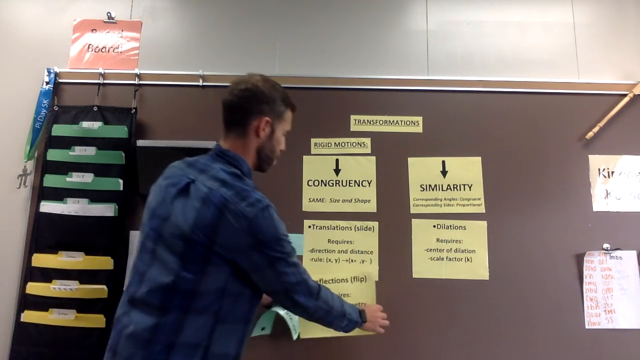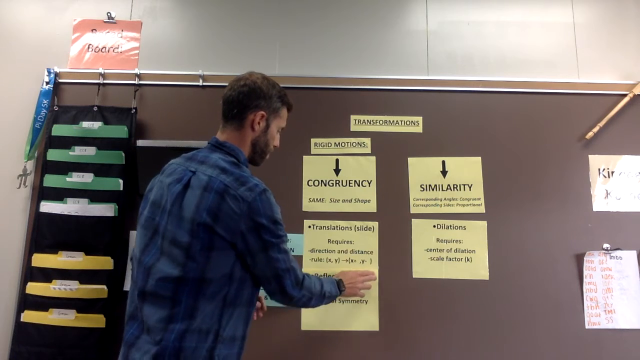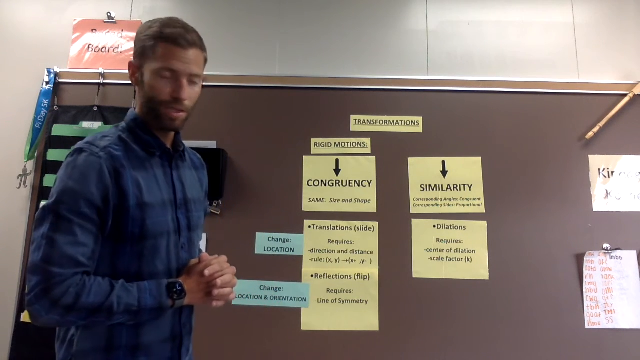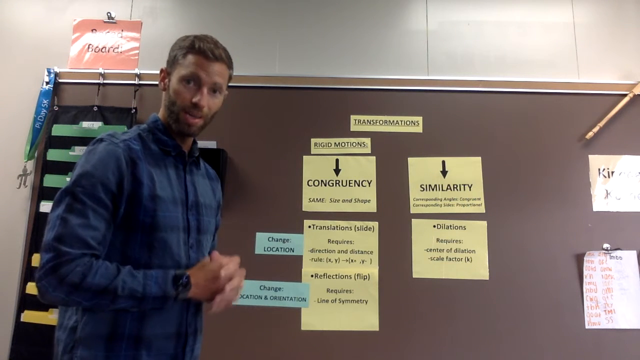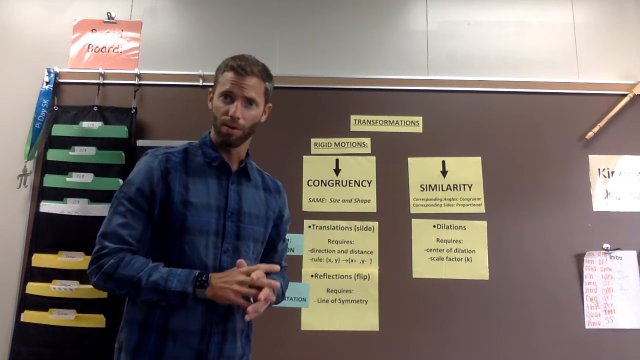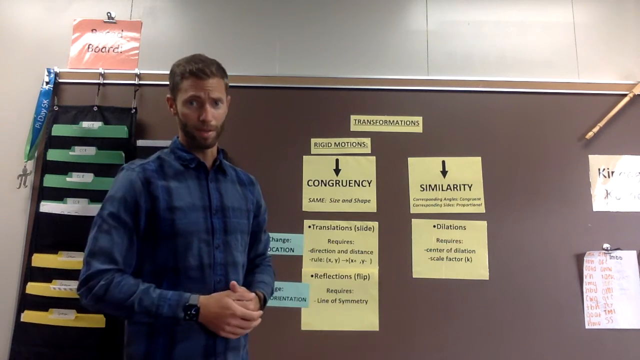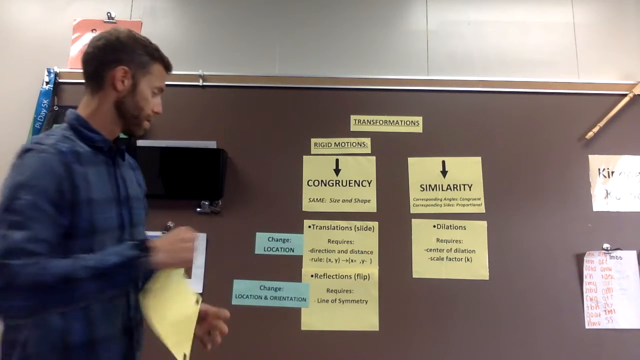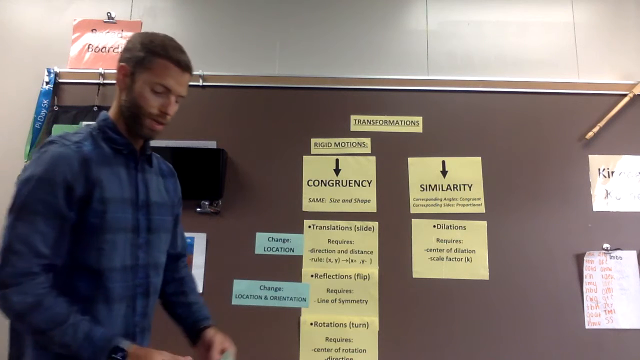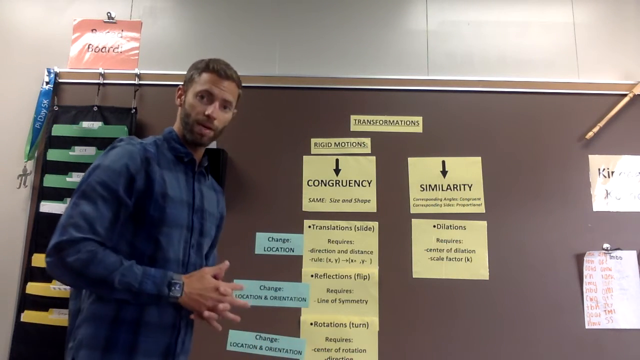reflections. Reflections are a flip. They create a mirror image on either side of the line of reflection. Now, a reflection changes location and orientation. So maybe the shape is facing a certain direction, but when you reflect it, it's oftentimes facing the other direction, or always really facing the other direction. Lastly, we have rotations. Similar to reflections, they change location and orientation. A rotation is like a spin or a turn.